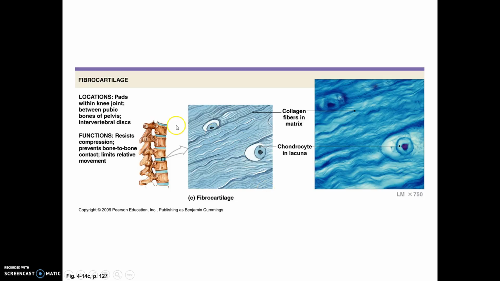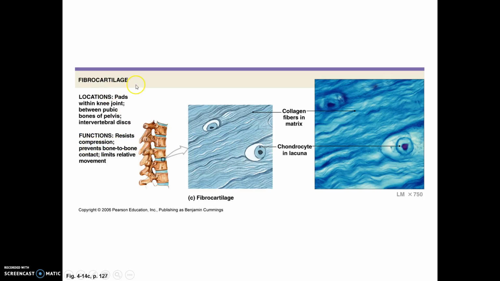The final type of cartilage is called fibrocartilage, and fibrocartilage is a very thick cartilage. Notice we do still have chondrocytes and lacuna, but we have a lot fewer chondrocytes. We have collagen fibers in the matrix, so it makes this a very thick cartilage. A couple places we see this are the discs between our vertebrae, called our intervertebral discs, which serve as shock absorbers because this helps resist compression and keeps the bones from rubbing together.